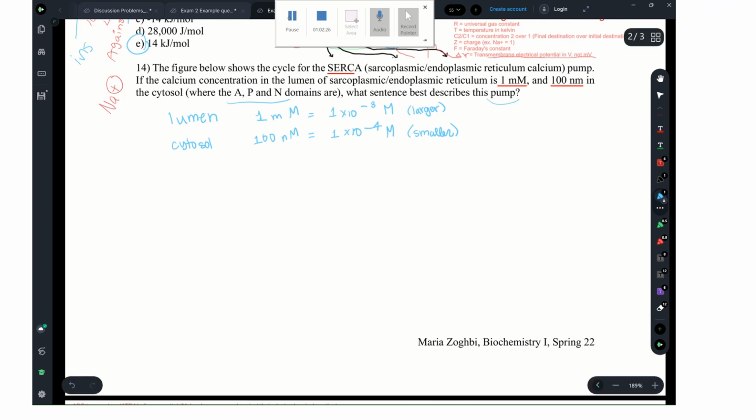So I just went ahead and converted these because they were from millimolar and then nanomolar, and I don't like that. So this is what they are. In the lumen, it's 1 times 10 to the negative 3 molar. And then in the cytosol, it's 1 times 10 to the negative 4 molar.